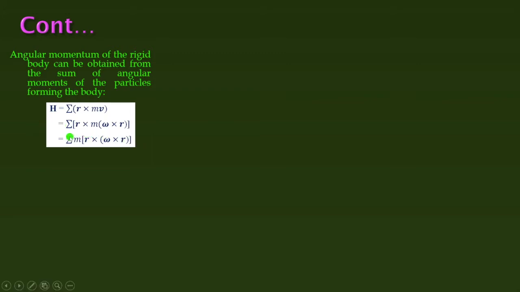Here this m is the mass of the particle of the rigid body, and the summation of m indicates the total mass of the rigid body.